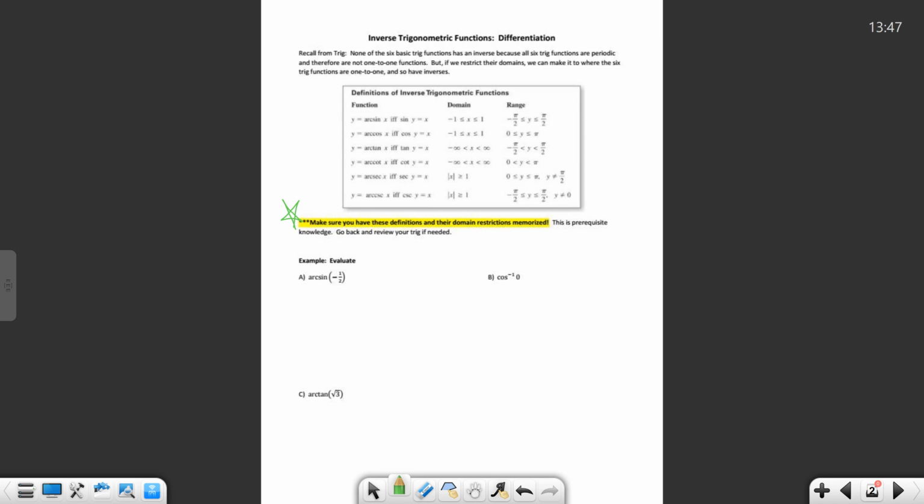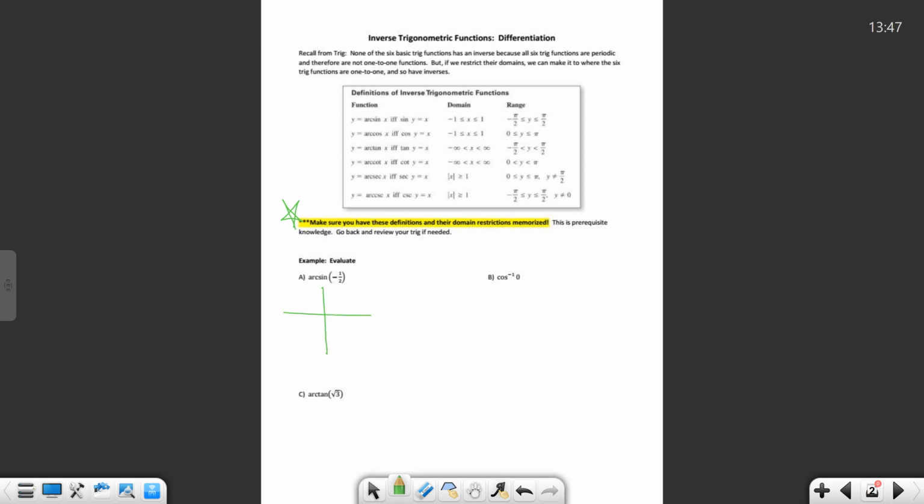So when I look at this first one, I want to evaluate arc sine of a negative 1/2. Now, when I do these, I use triangles because that's the way I was taught. That's the way I learned. You might have used the unit circle or a chart method, anything like that, but I'm going to do triangles because that's the way I know. So A is evaluate arc sine negative 1/2. This means we want the angle whose sine is negative 1/2.